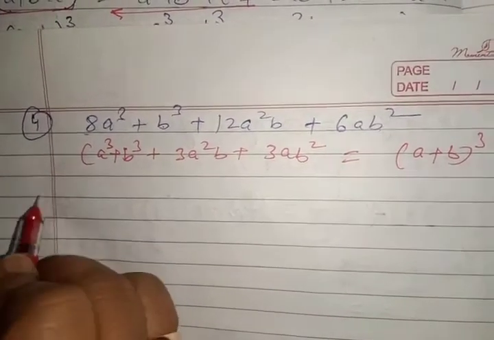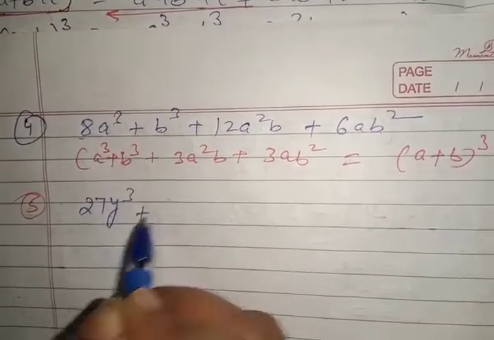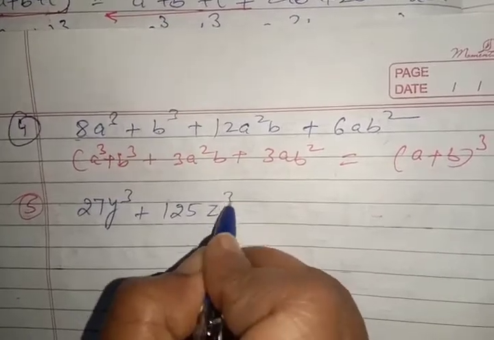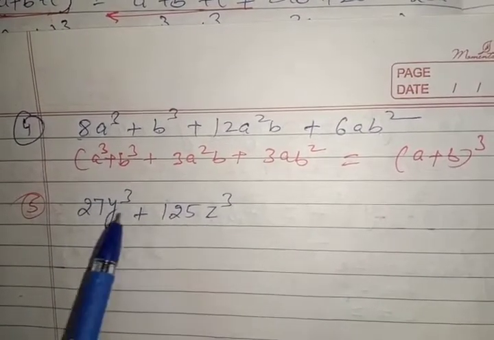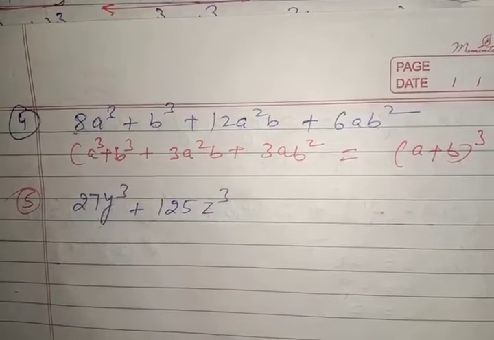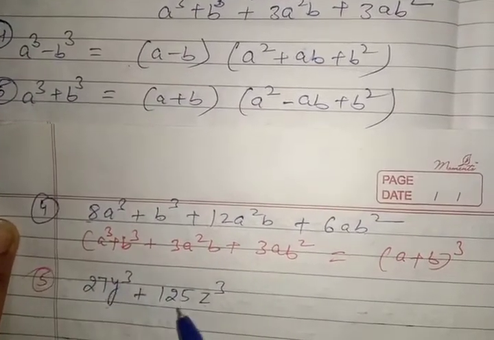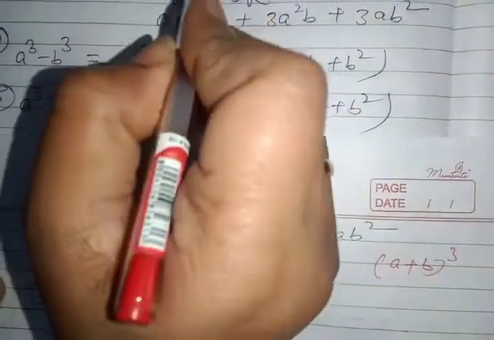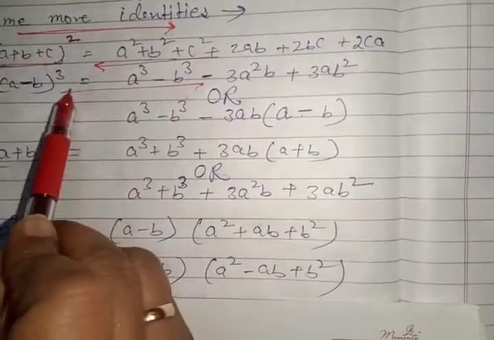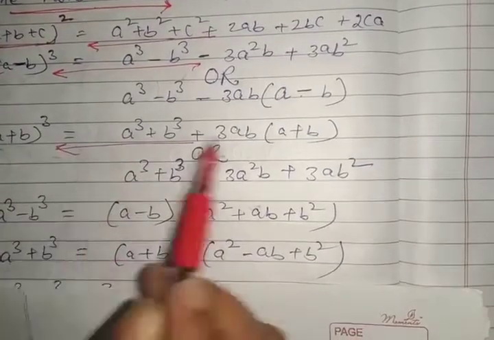Now the fifth question I am going to take. Fifth is 27y cube plus 125z cube. Again it is a cubic polynomial, but see that in this there are 2 terms. So which identity has 2 terms? Only this has 2 terms, a cube plus b cube. For factorization in this identity also we need to go from left to right.